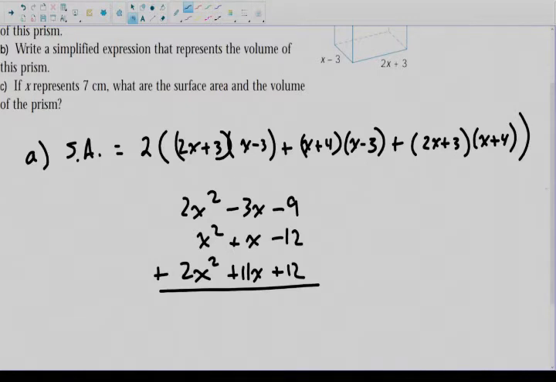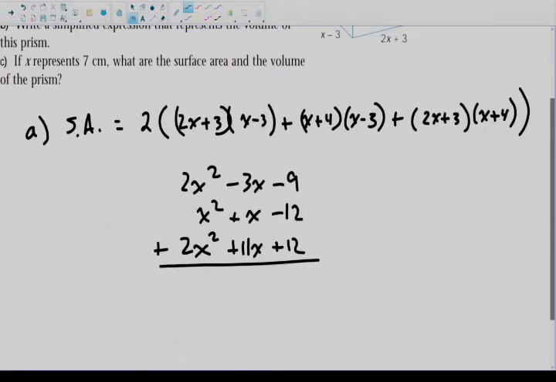So adding those three together, we get 2x squared plus 2x squared plus x squared is 5x squared. Minus 3x plus x is minus 2x, plus 11x is plus 9x. So it's 12 minus 3 is 9. And then plus 12 minus 12 is 0, minus 9 up here.